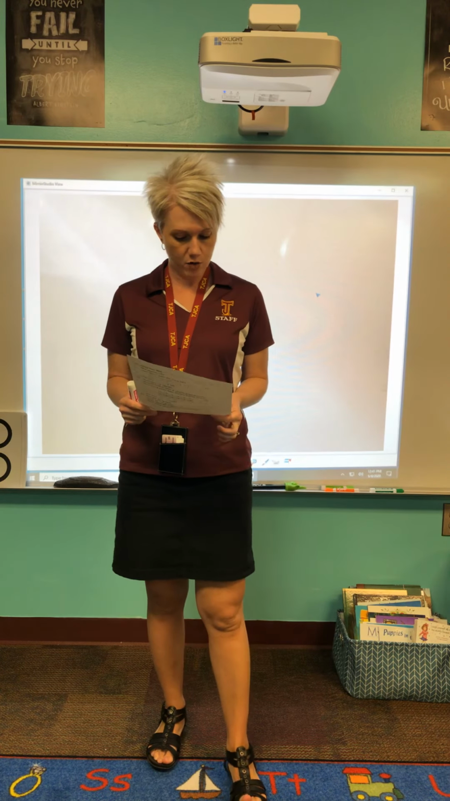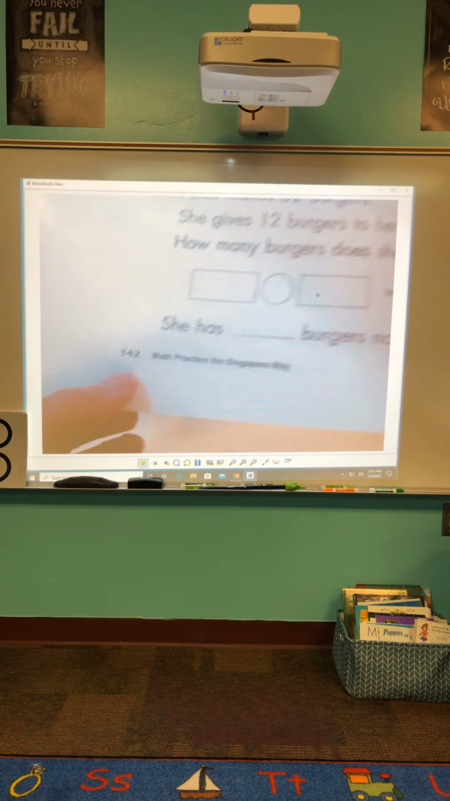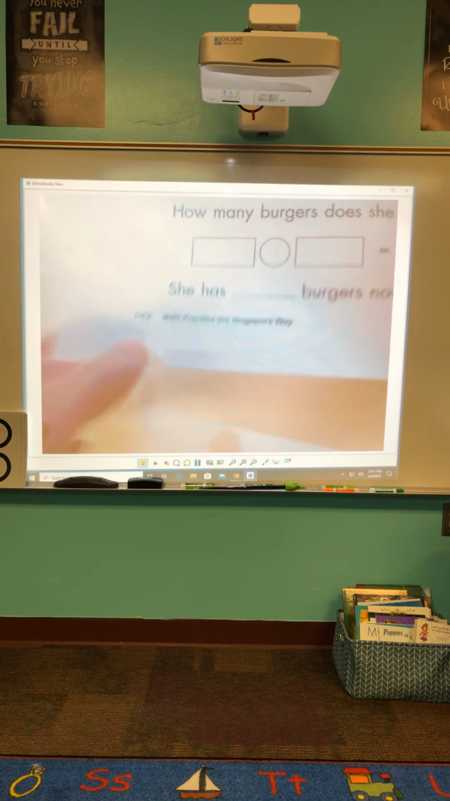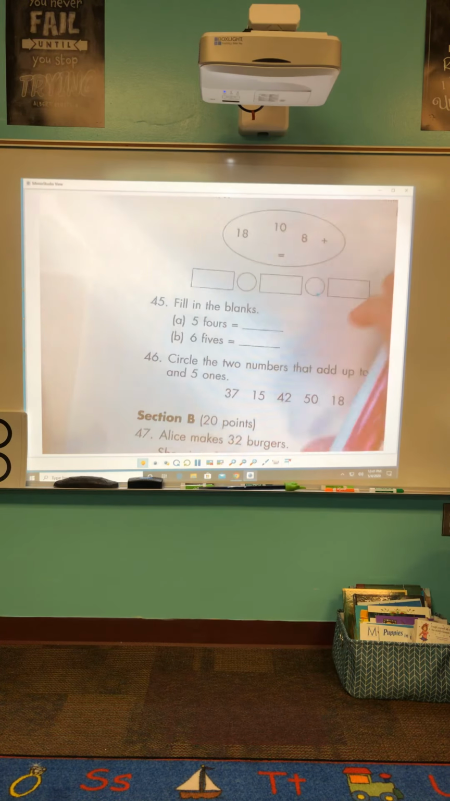Your packet. We are on pages 142 and 143. At the bottom, you'll see 142 and 143. And we're starting with number 44.